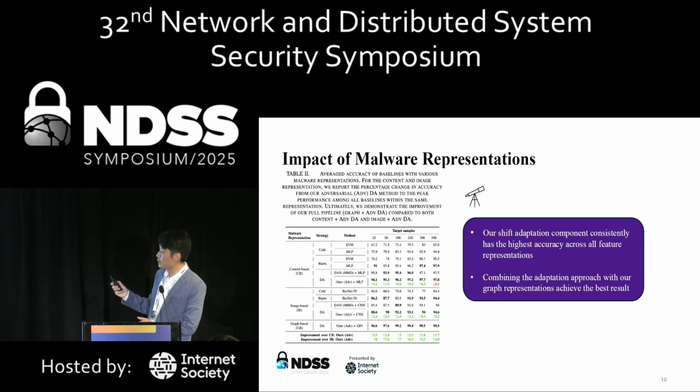So we evaluated the state-of-the-art detectors designed for each of the representations, but also, critically, we integrated our domain adaptation components into those two representations to assess its impact. Our results show that our adaptation model consistently has the highest accuracy across all feature representations, and combining the adaptation approach with our graph representation achieved the best result.